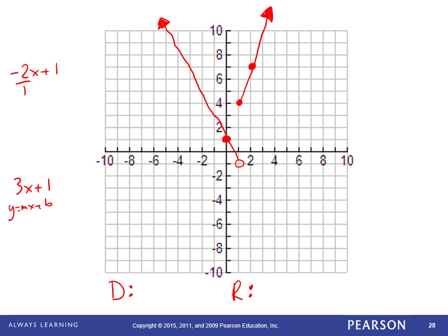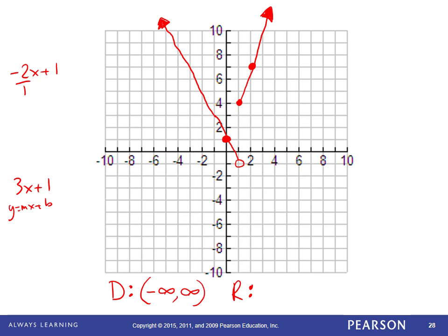Yeah, we're going to actually say 4 this time, right? Because you jump to the next function. So for domain, guess what? Everything works, right? Even though there's a gap in my graph, there is no gap along the x-axis for this function.